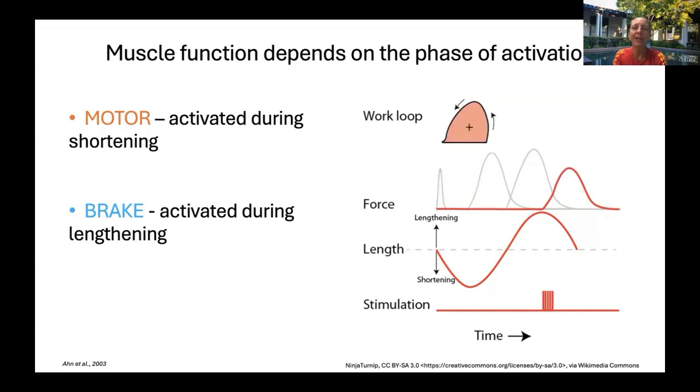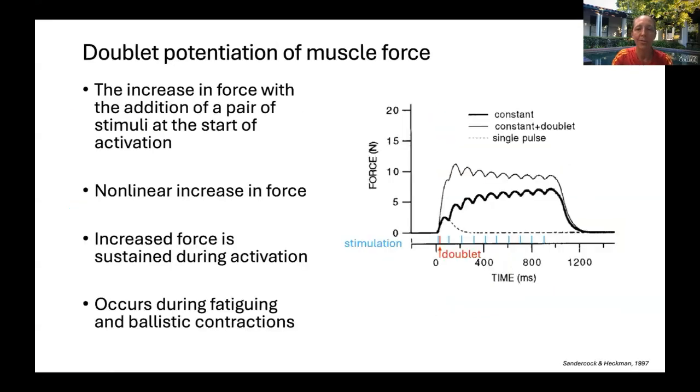Whereas when it's activated during lengthening, we see that the muscle functions more like a brake, and it's undergoing negative work. And then we can see lots of variations in between. So we must take into consideration length and activation to consider the muscle's function.